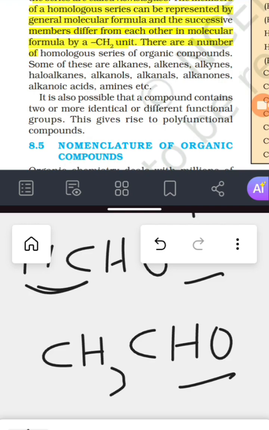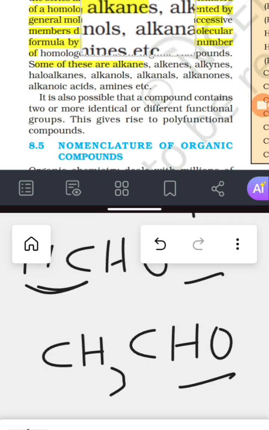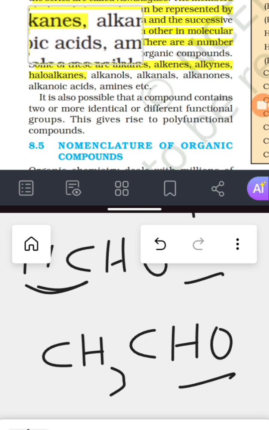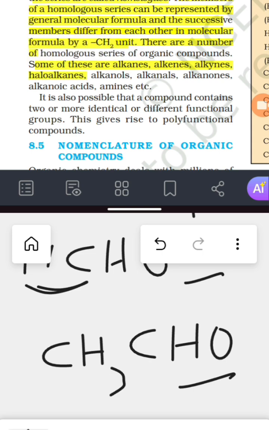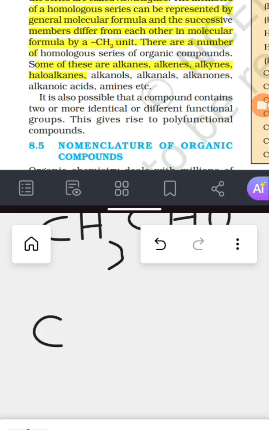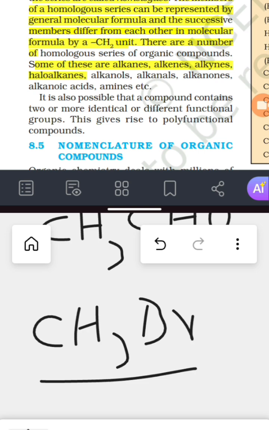There are a number of homologous series of organic compounds, like alcohols, aldehydes, ketones. Just by adding CH2 group to each compound, we get the next higher member. Some of these are alkanes. Here he has given the examples: alkanes, alkenes, alkynes, haloalkanes. That means an alkane containing a halogen group. Haloalkanes means CH3Br, which is methyl bromide. So it is a haloalkane.